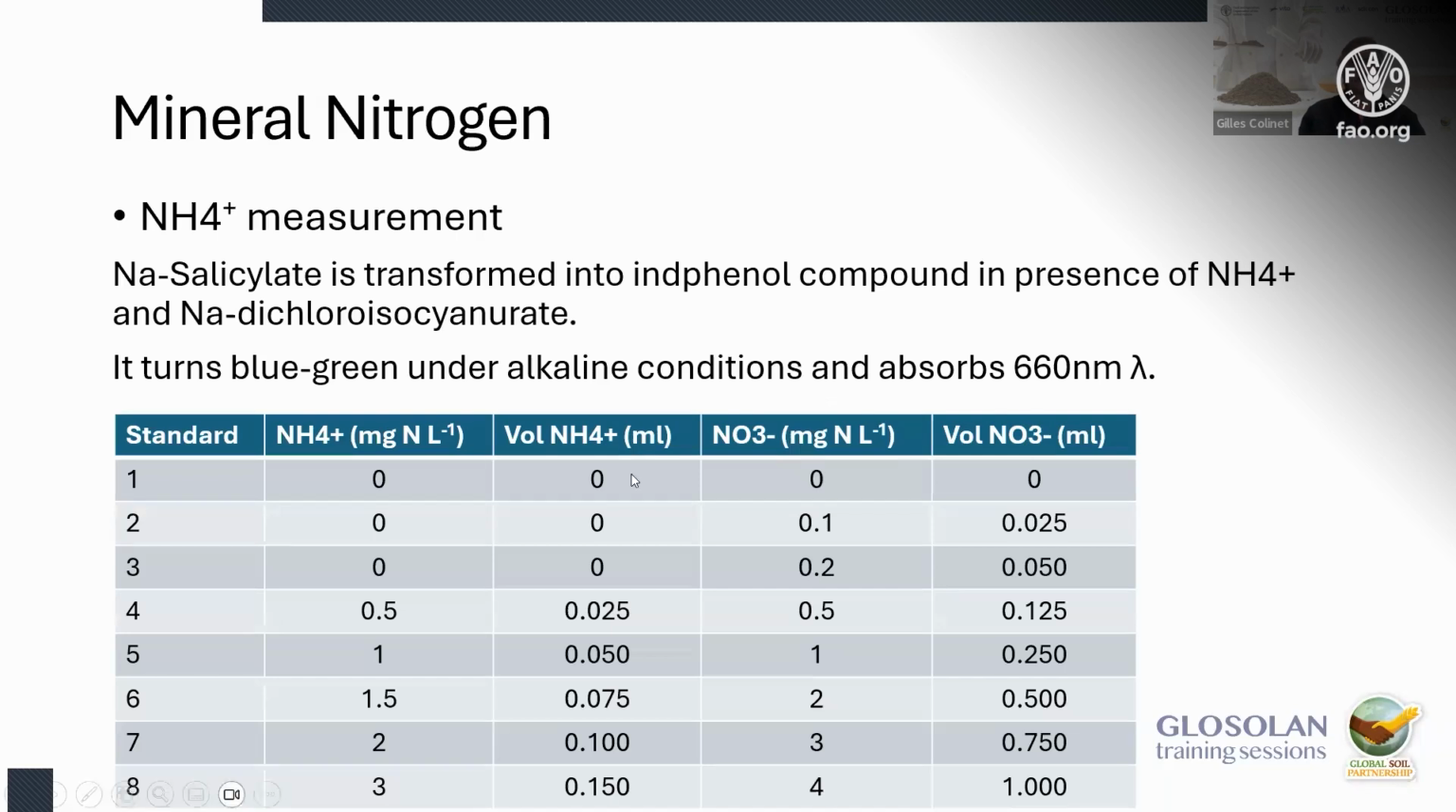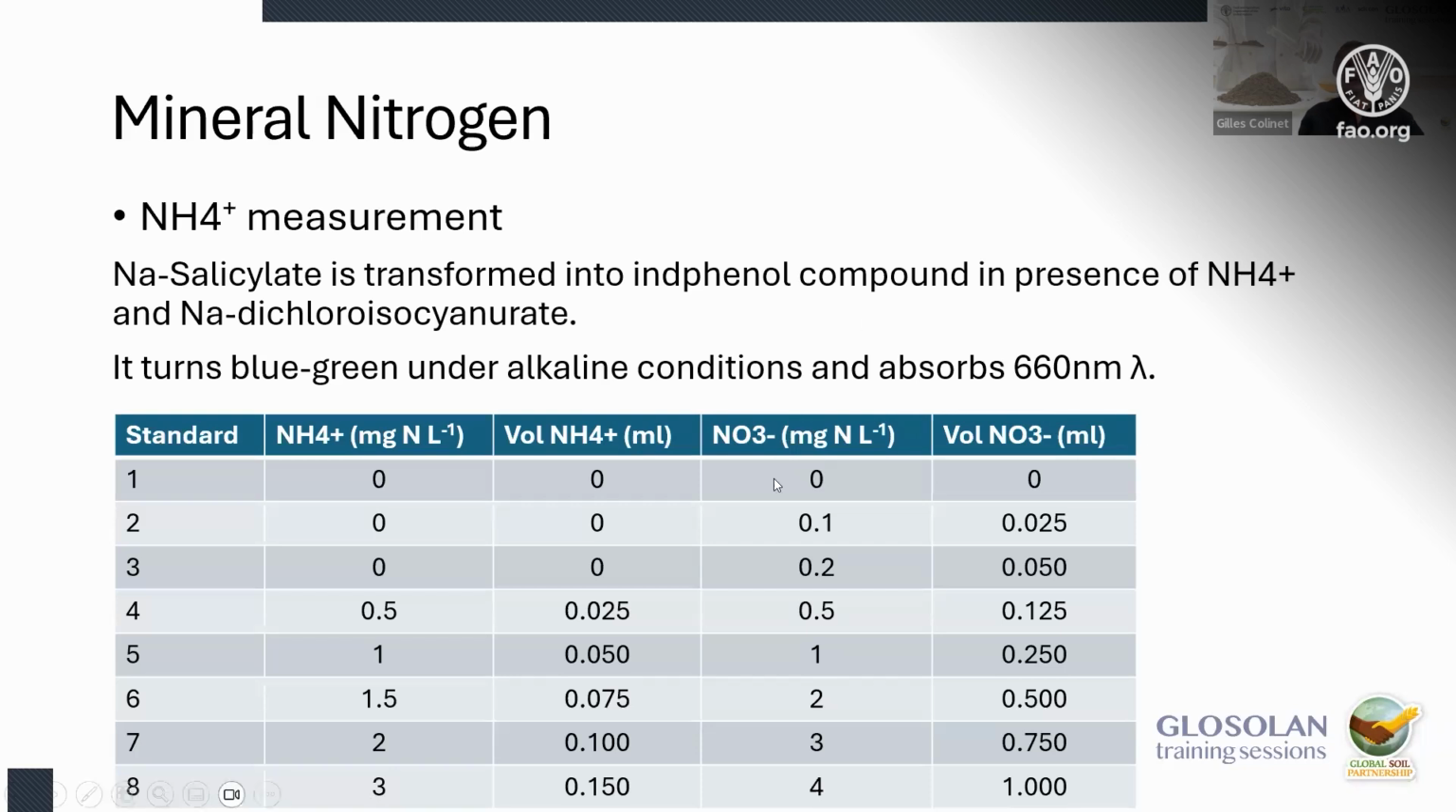And regarding the ammonium measurement, it's another transformation. So we have sodium salicylate transformed into an indophenol compound in the presence of ammonium and Na-dichloroisocyanurate, and it turns blue-green under alkaline conditions, and it absorbs at 660 nanometers of wavelength.